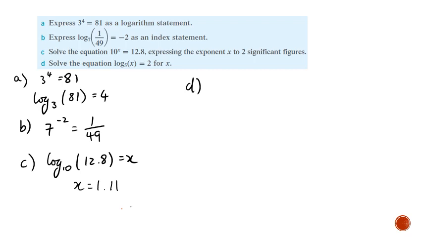D. Solve the equation log base 5 of x equals 2 for x. So you would rewrite it back the other way. 5 to the power 2 is equal to x. x is then equal to 25.